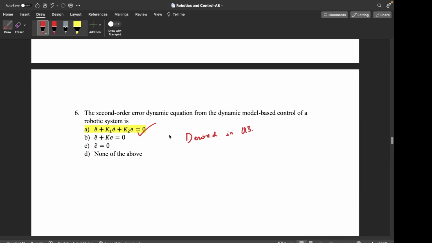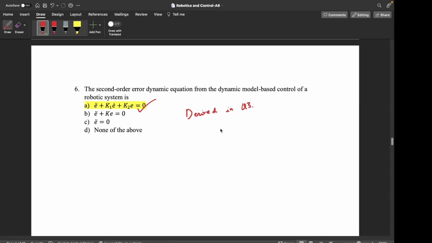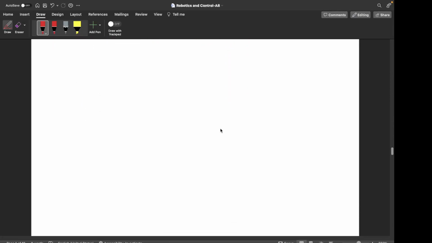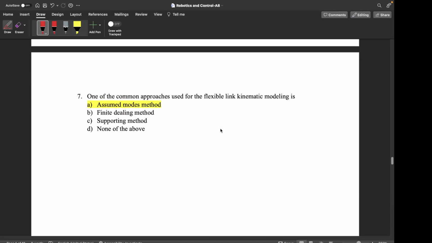Sixth question, we just derived the second order aerodynamic equation. So this is done. Now coming on to the seventh question, which is concerned about the kinematic modeling of flexible link manipulators, and the approach discussed in the lecture slides is basically what we call the assumed modes approach.